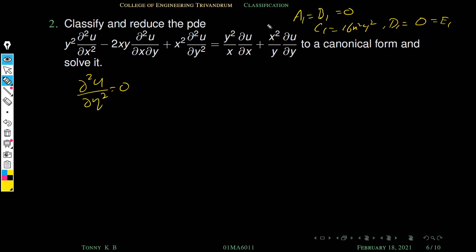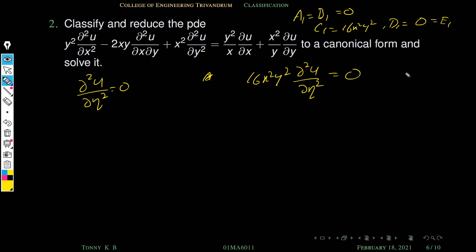Okay, so what is the canonical form? The canonical form is: everything else is 0, so c1, that is 16 x square y square, into dou square u by dou eta square, isn't it? So c1 is the coefficient of dou square u by dou eta square. So 16 x square y square dou square u by dou eta square equal to 0. So this is the canonical form, but this canonical form involves x and y. In this case we don't eliminate this x and y, because this product is 0.